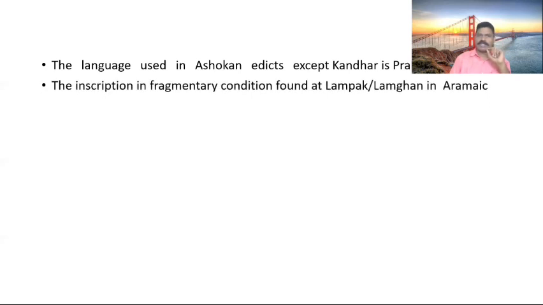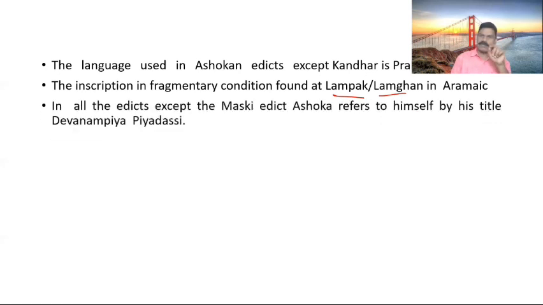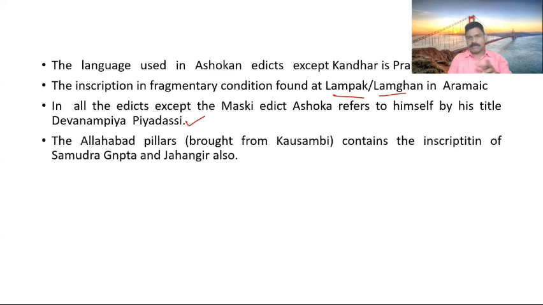Inscriptions in fragmentary condition were found at Laghman, written in Aramaic. In all the edicts except the Maski edict, Asoka refers to himself by the title Devanampiya Piyadasi. Only in the Maski edict is the name Asoka mentioned. The Allahabad inscription, brought from Kausambi, also contains inscriptions of Samudragupta and Jahangir.